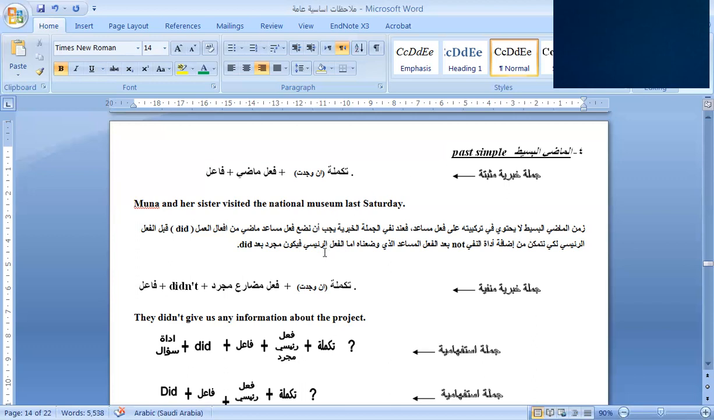So the past simple, as you can see, is subject, verb in the past, and the complement if there is any, and the dot.